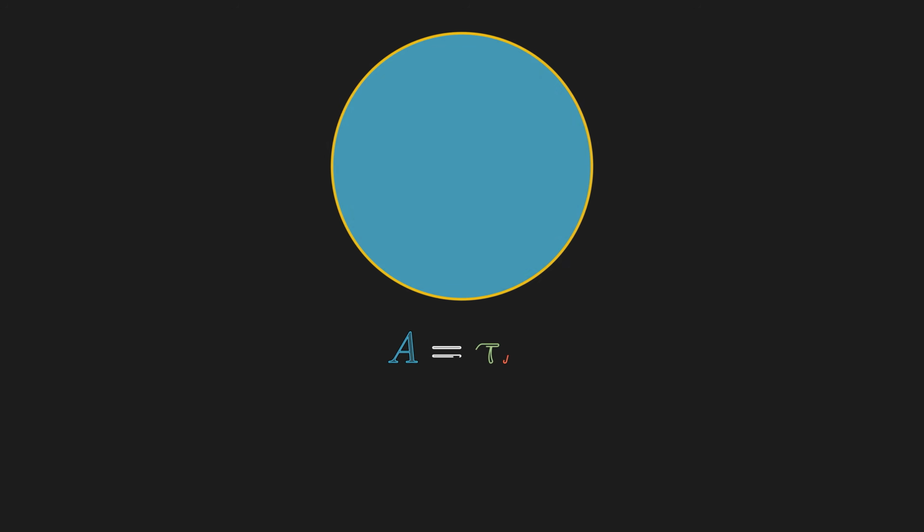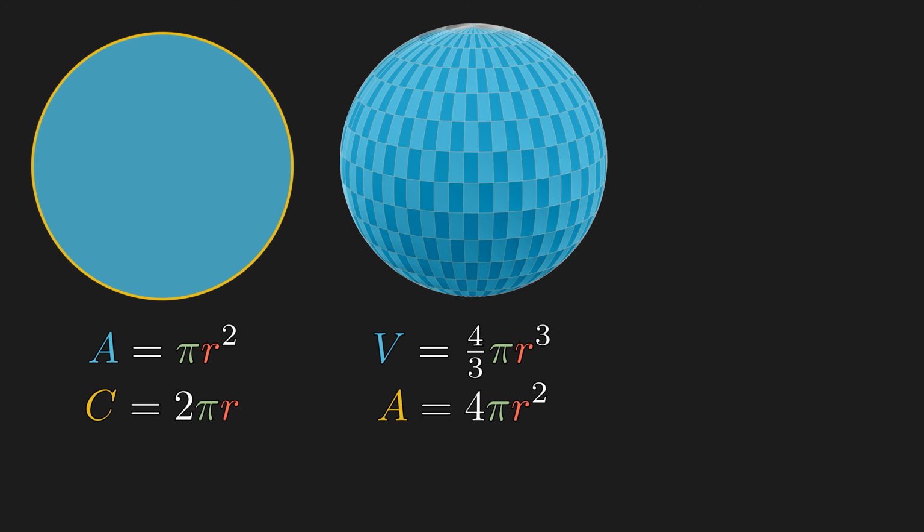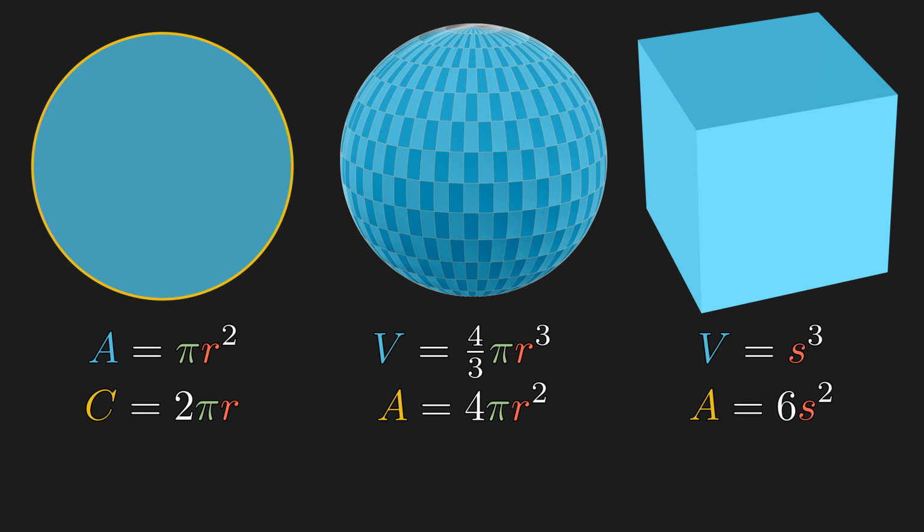The area of a circle is pi r squared, and the circumference is the derivative of the area with respect to the radius. And there is a similar relationship between the volume and the surface area of a sphere. But that is not the case for any other shapes, like a cube. So what makes the sphere so special?